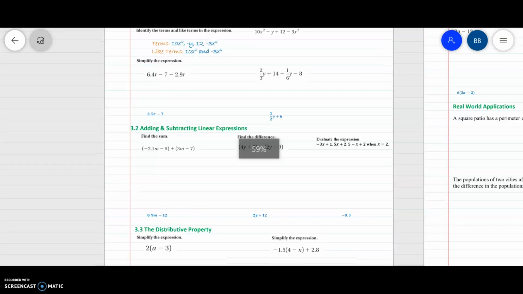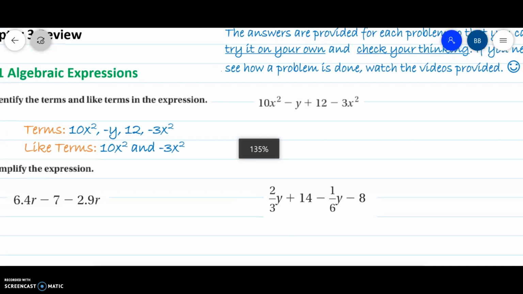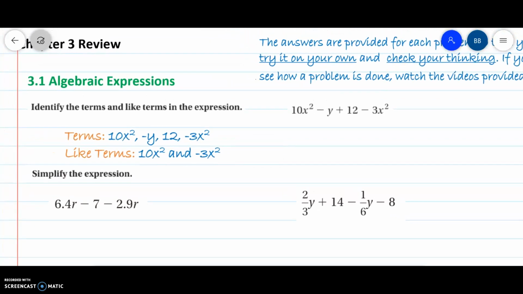Oops, so what happened here? We got zoomed out. All right, there we go.